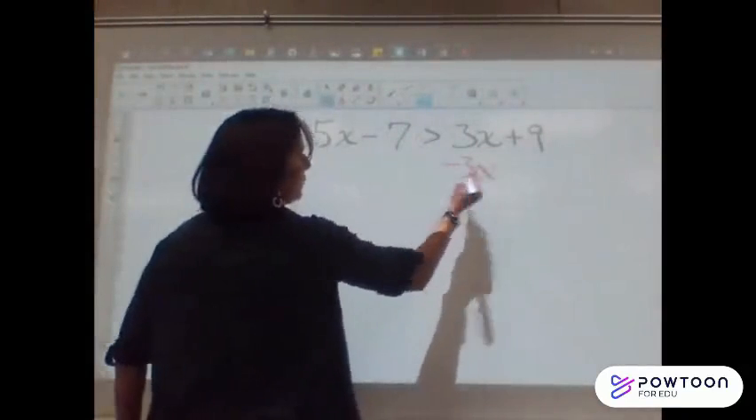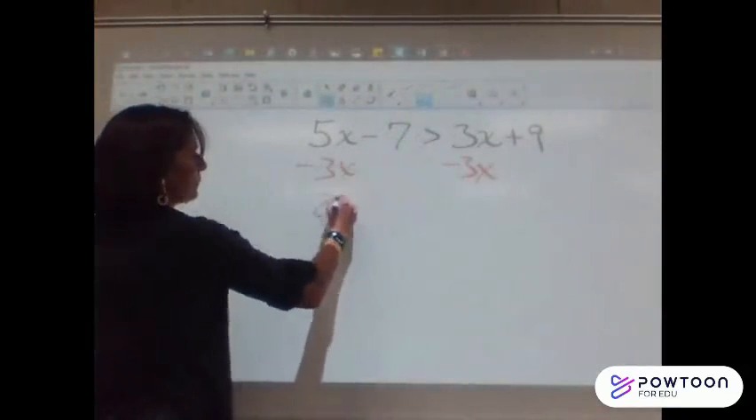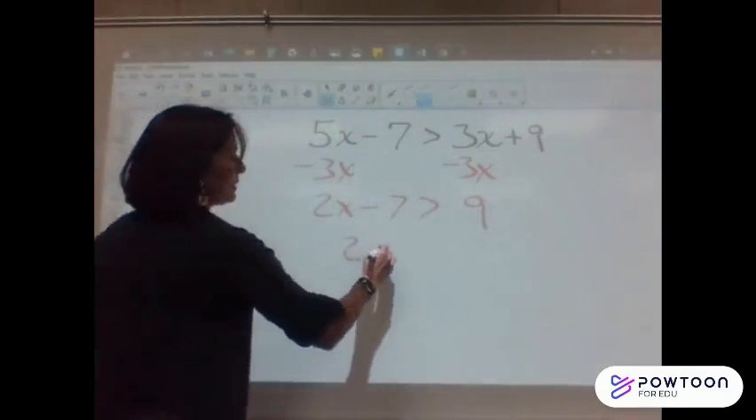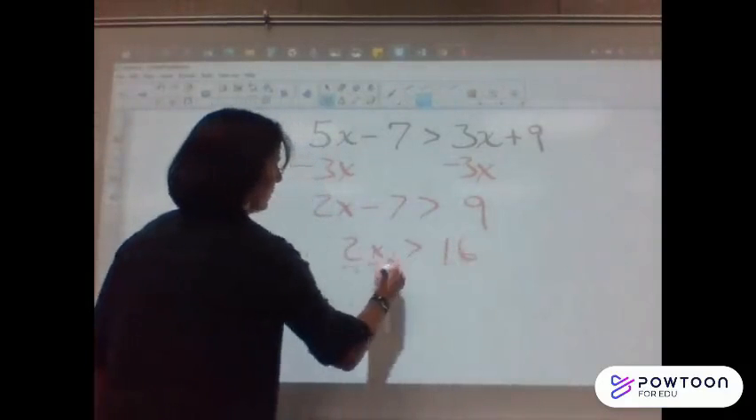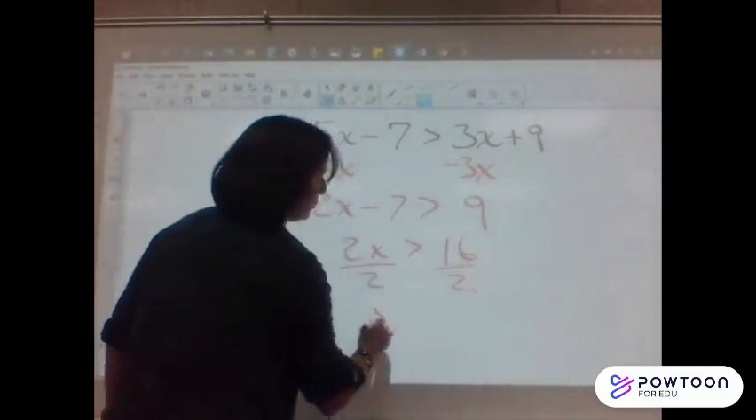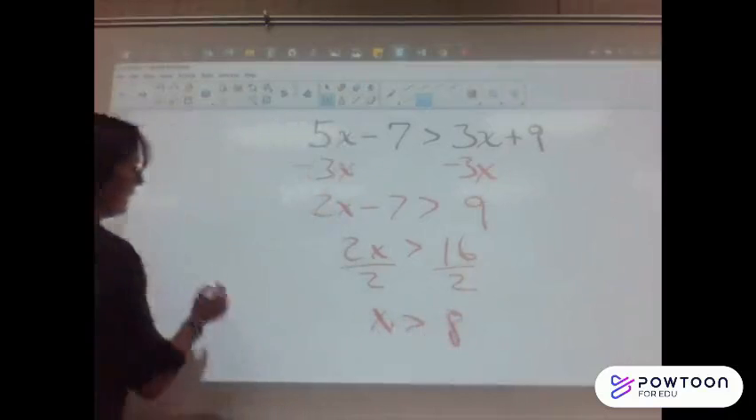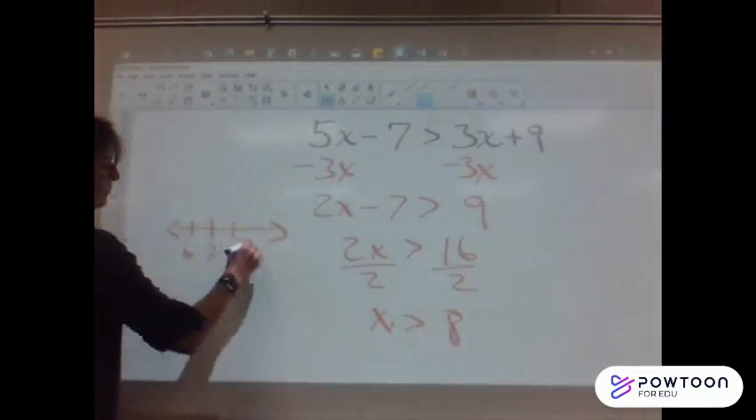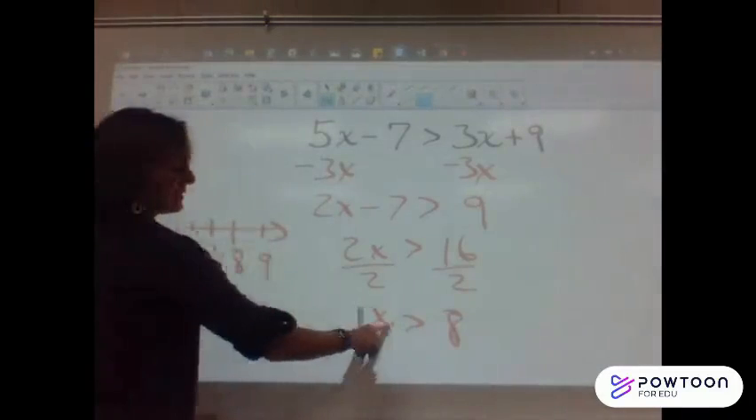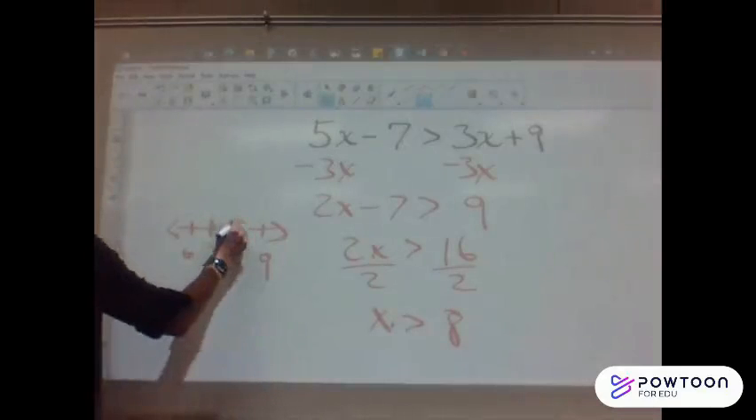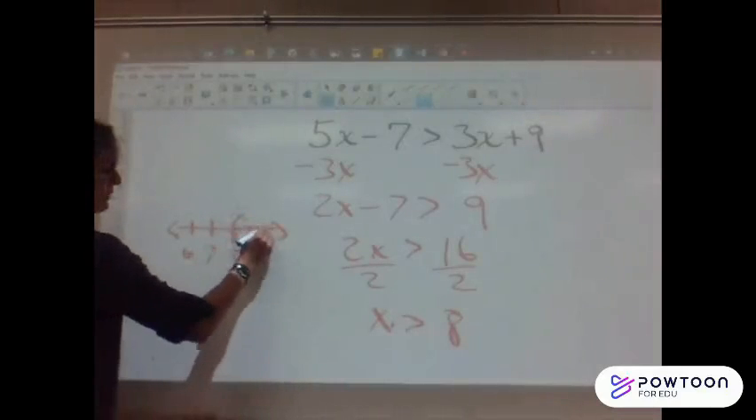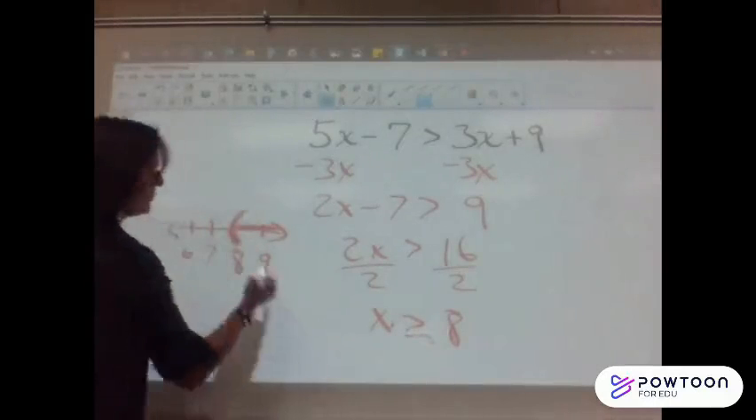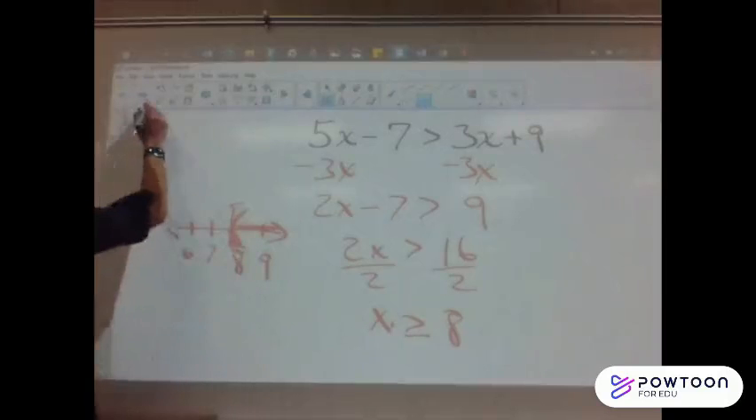you can subtract your 3x from both sides, add your 7 to both sides, divide by 2, and x is greater than 8. And then remember on our number line, that since x cannot be equal to 8, we use the parenthesis on it and then shade the greater than part. Now, if it were greater than or equal to 8, that's when we use the bracket.